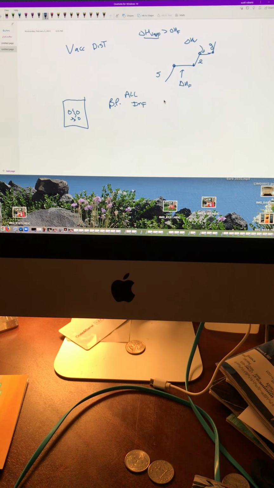So for which substance is it true that the delta H of vaporization is greater than delta H of fusion? Which substance? That's for all substances, folks. And I think I'd want to know that.